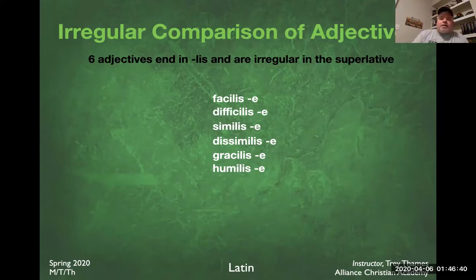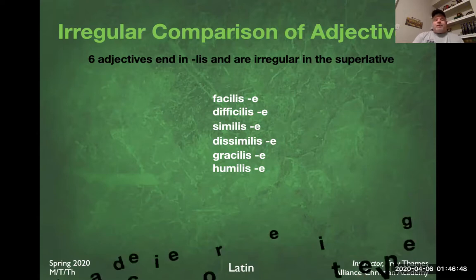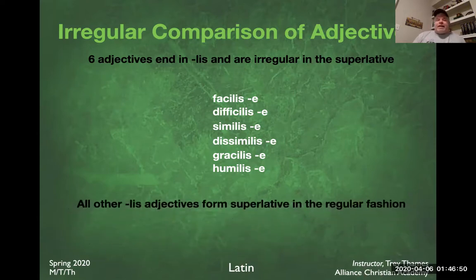And so these are your 6 words that you'll need to memorize that are irregular in the superlative, and they will all add -limus, -a, -um in the superlative. All other adjectives that end in -lis will form the superlative in the regular fashion. So it's only these 6 that this rule applies to.